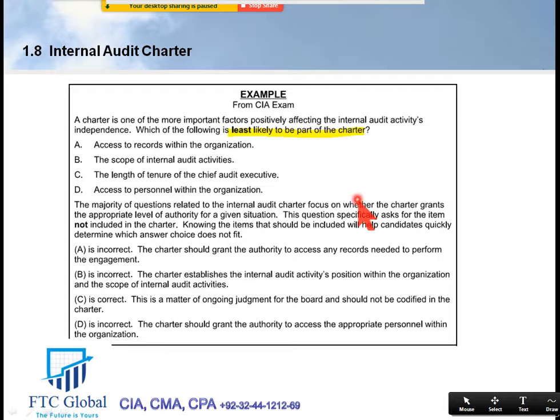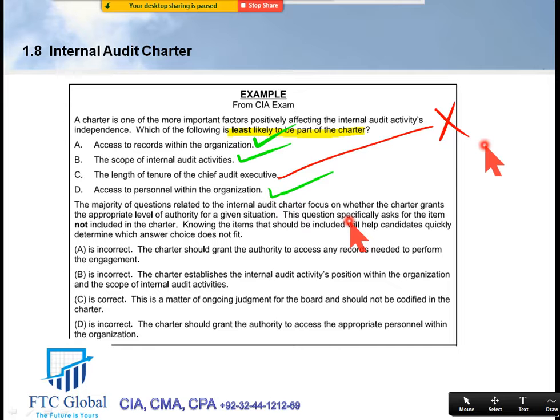Access to records within the organization, yes, it would be included and it must be. The scope of internal audit activity, yes, what we can and cannot do. D, the access to personnel within the organization. We have just read that we should have access to records, people and scope. But what would be the duration of the chief audit executive? This is absolutely rubbish, we don't include this. The length of tenure of the chief audit executive means for how many years the chief audit executive has been appointed. That is nothing to be included in the internal audit charter.